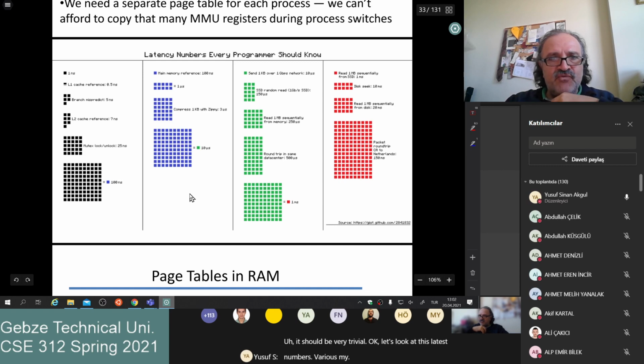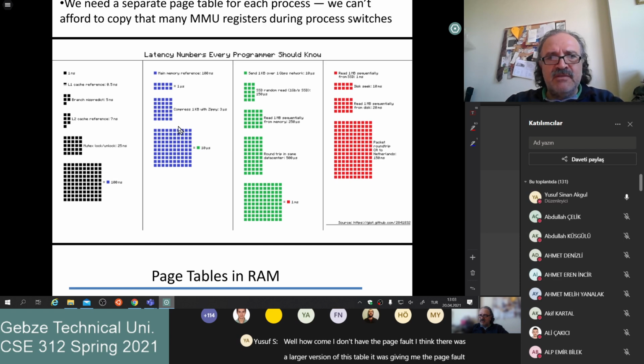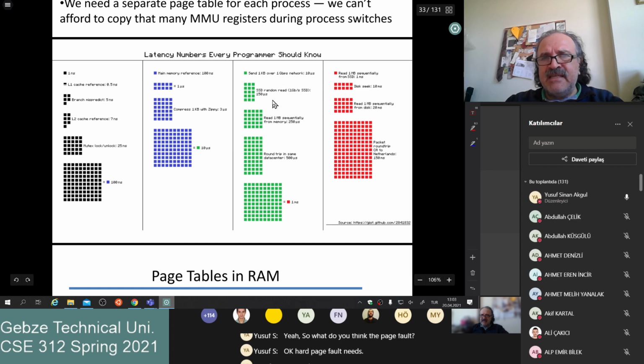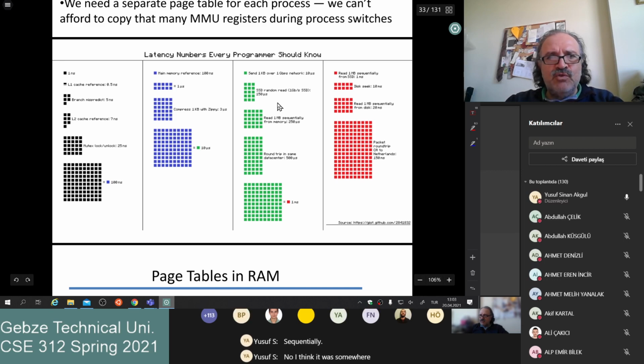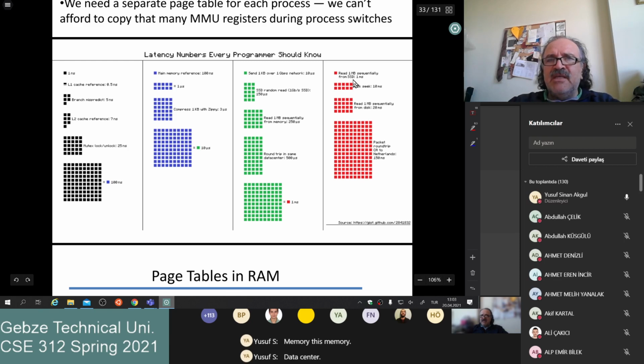Where is my page fault? Do I have the page fault? This is compress, cache, mutex, lock. How come I don't have the page fault? I think there was a larger version of this table, and it was giving me the page fault numbers. So what do you think the page fault costs? Okay. A hard page fault needs SSD access. Yeah, sequentially. It should be somewhere over here, page faults, because you are loading data. Read 1 megabyte sequentially from memory, this is memory, data center: 1 megabyte sequentially, 1 millisecond. Okay, so we are talking about milliseconds when there's a page fault.